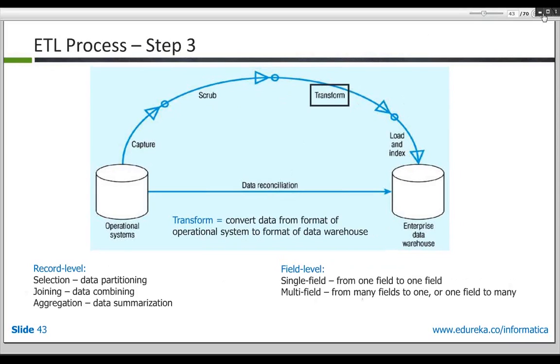Next is transform. So transform could be that you have to join some information, apply the aggregations, do the selective selection of data, as you may not require all the data every time. So all those things you would be doing as part of data transformation.